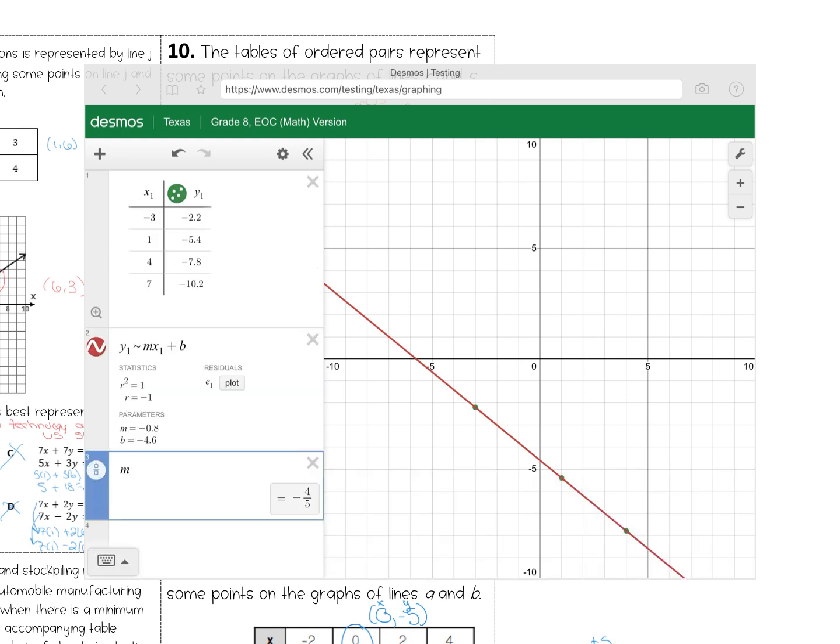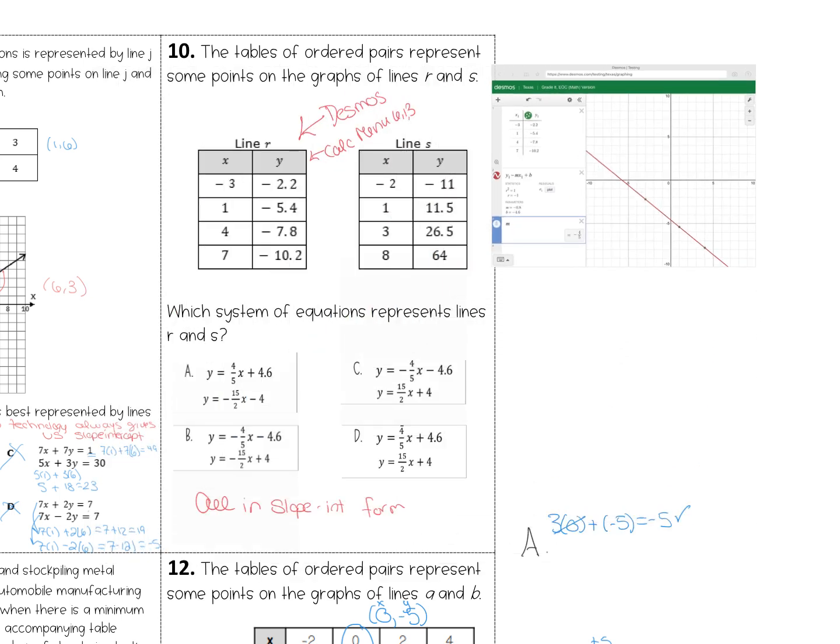So we're looking for an M of -4/5. So let me just look for that over here. When I look, I need M to have a -4/5. Well, here's an M, that's not right. And here's an M, that's not right. That's got to go away.